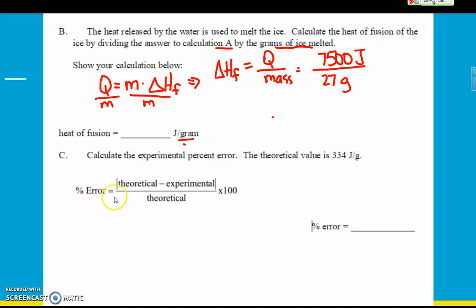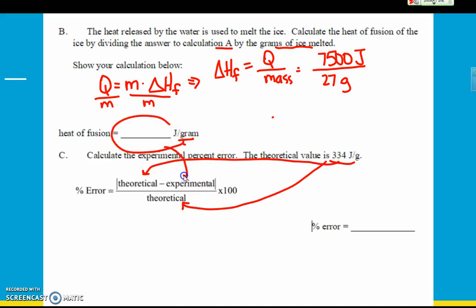The final thing you're going to do is solve for percent error. The theoretical value is like the true accepted value that gets plugged in here where it says theoretical. Experimental, whatever you get right here, goes there. You know that these mean absolute value, so when you subtract those, if it's negative, you're just going to make it positive. And then you're going to get a percent error value right here. So you're all going to want to calculate that on your own. And pause the video if you need to.